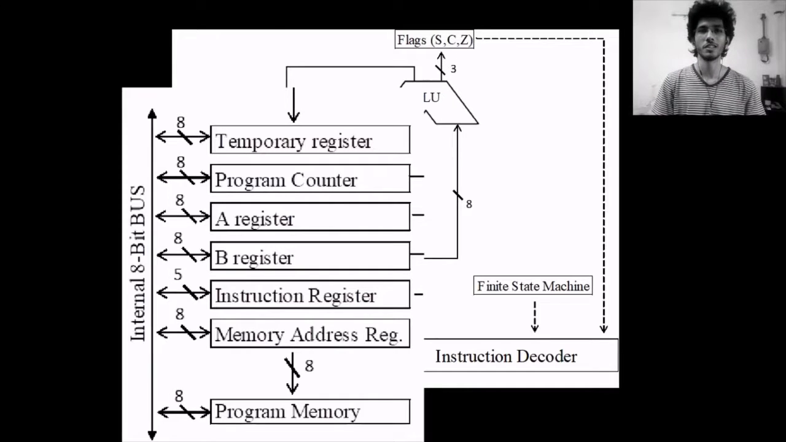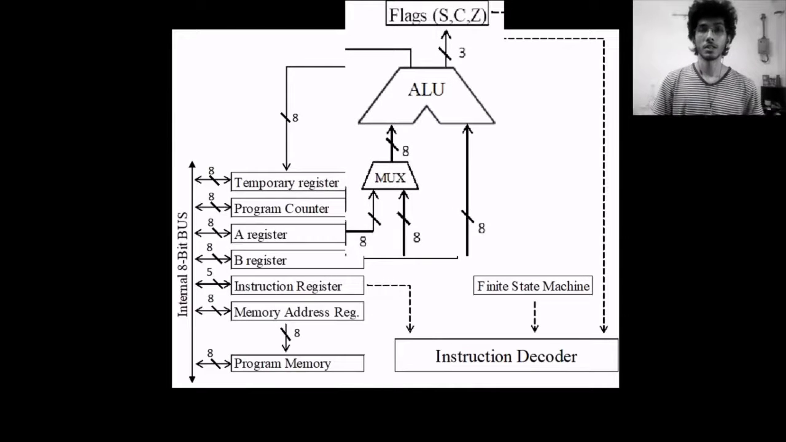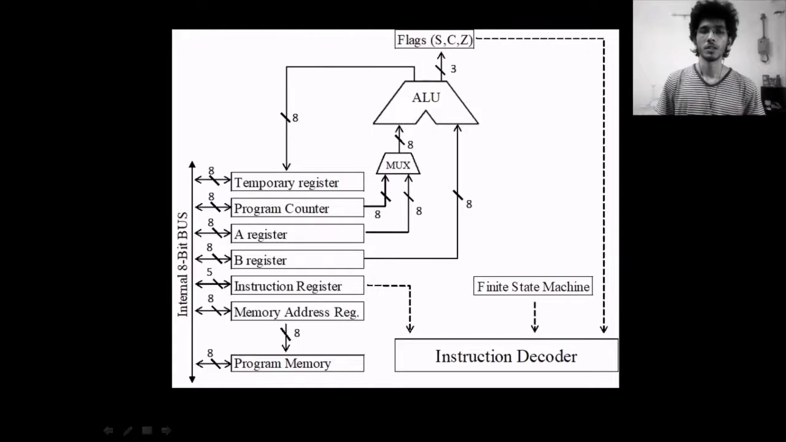A processor is not designed just to store data. We need to do mathematical operations on that data as well. And for that, we have the arithmetic and logic unit. The arithmetic and logic unit of my computer is 8 bits wide, and it does mathematical operations on its 2 inputs. One of the inputs comes from the B register, and the other input comes from a multiplexer, which allows you to choose between the program counter and the A register. After computing the result, the ALU stores its result into the temporary register and also updates status flags.